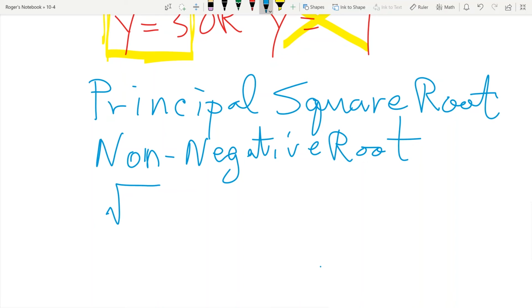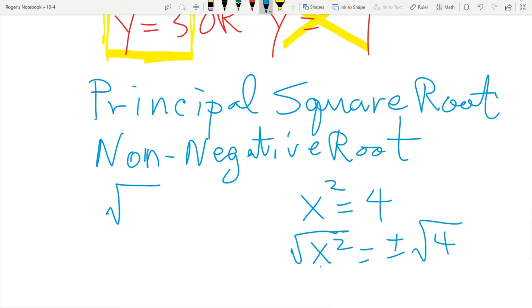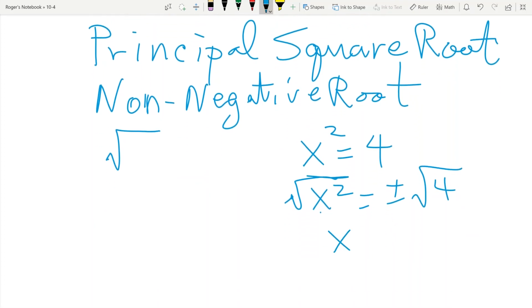So when we solve a problem like this, if we said that x squared was equal to 4, and I tell you to solve for x, we take the square root. So we're going to say that the square root of x squared is equal to plus or minus the square root of 4. But who took the square root? We did. We're the ones who put the square root there, and we have to account for all possibilities. So it is plus or minus. So x is equal to plus or minus 2.